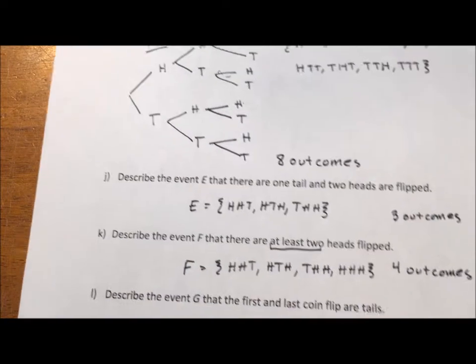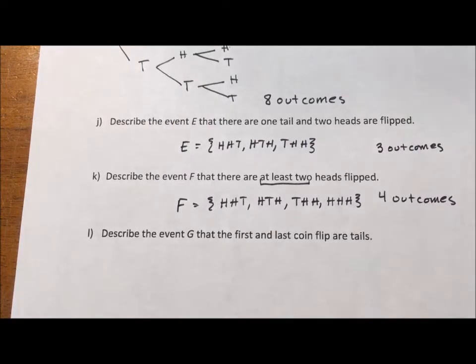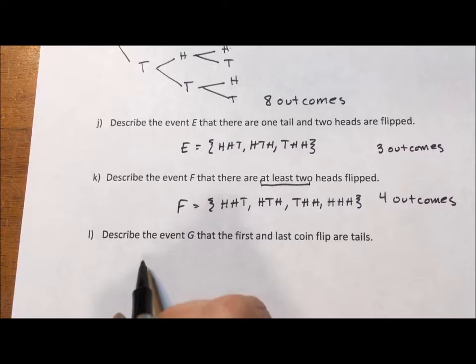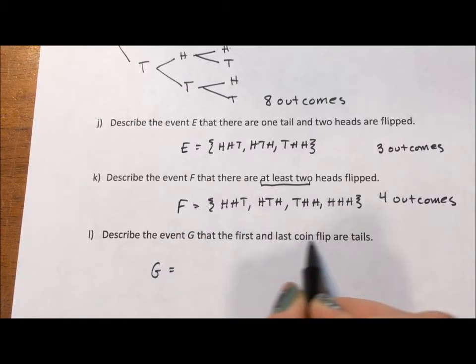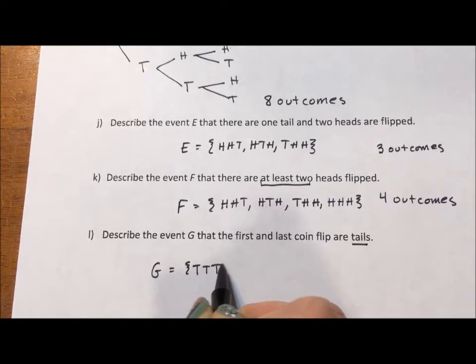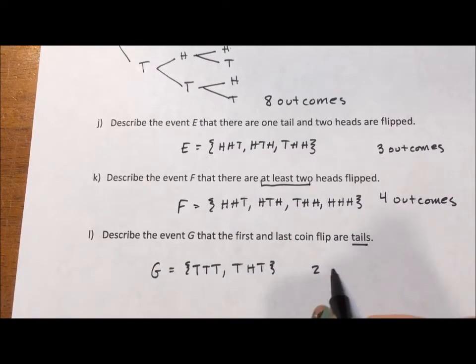Last, it says, describe the event G that the first and last coin flip are tails. Okay, well, if the first and last are tails, we have tails, tails, tails, or tails, heads, tails. So this one only has 2 outcomes.